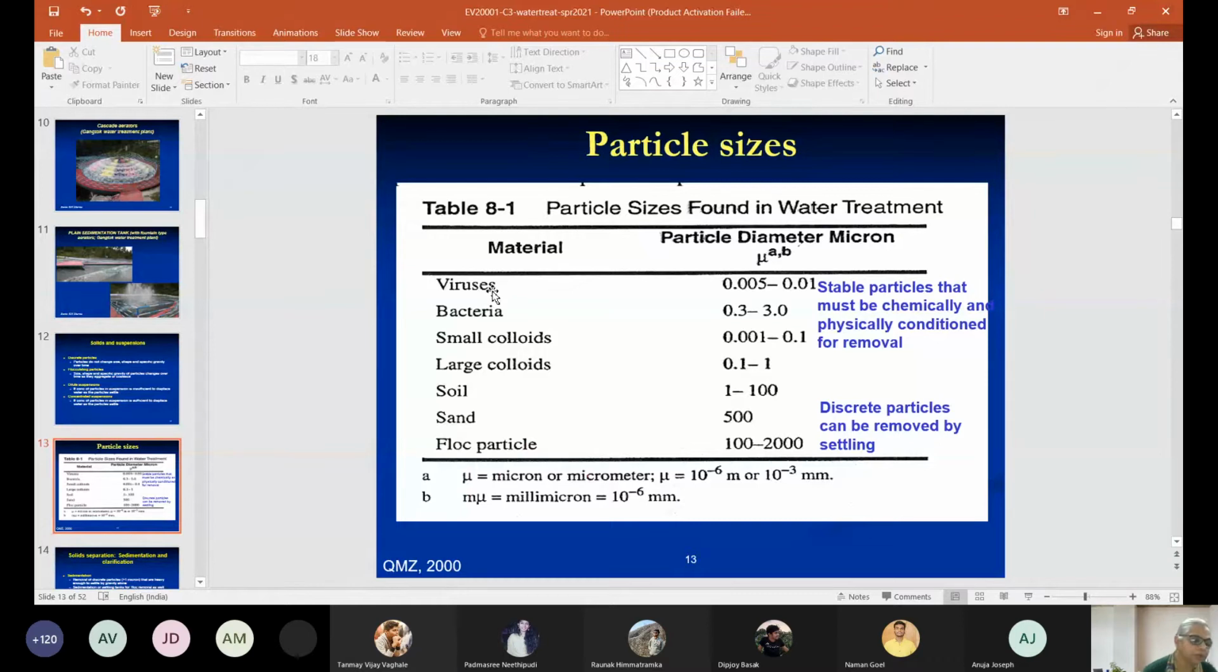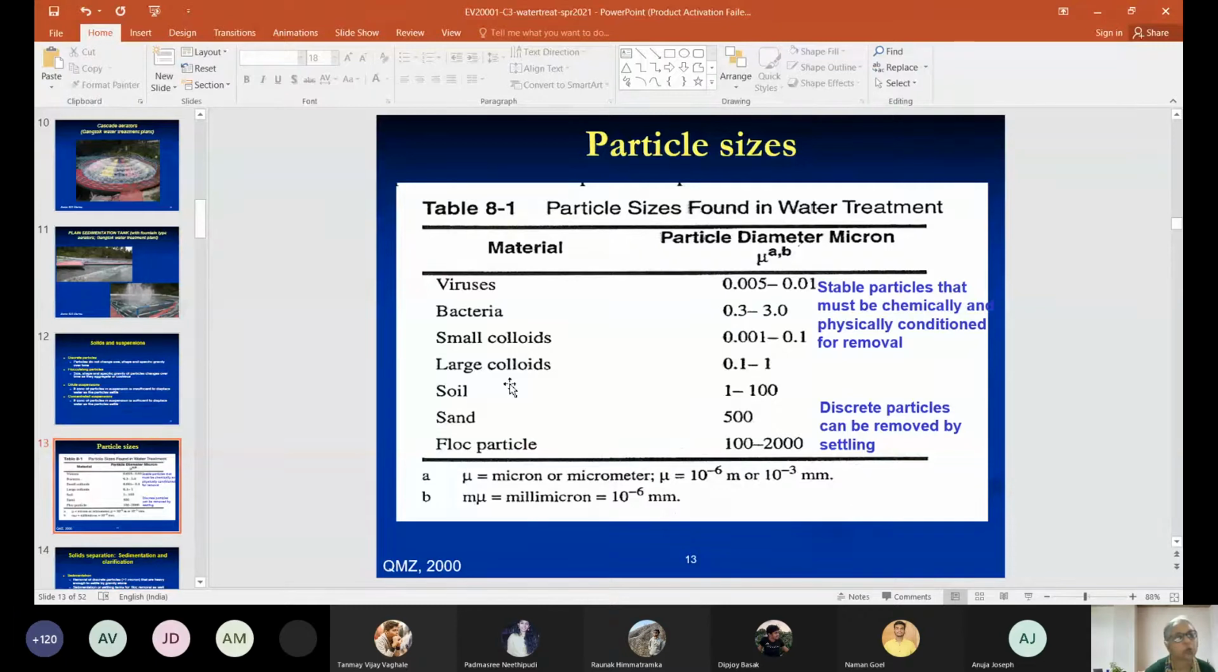Like I said, viruses can range from 10 nanometers to about 200 nanometers. Bacteria are generally defined as an average size of 1 micron, and they range from 0.2 to 2 microns. Then we have small colloids, and this is what we are going to be looking at. These are the categories, including silt and clay, that we are going to look at. And anything less than 1 micron is considered to be colloidal.